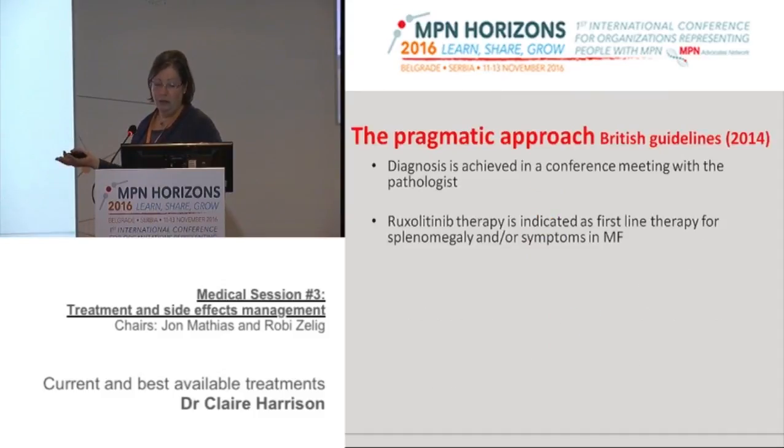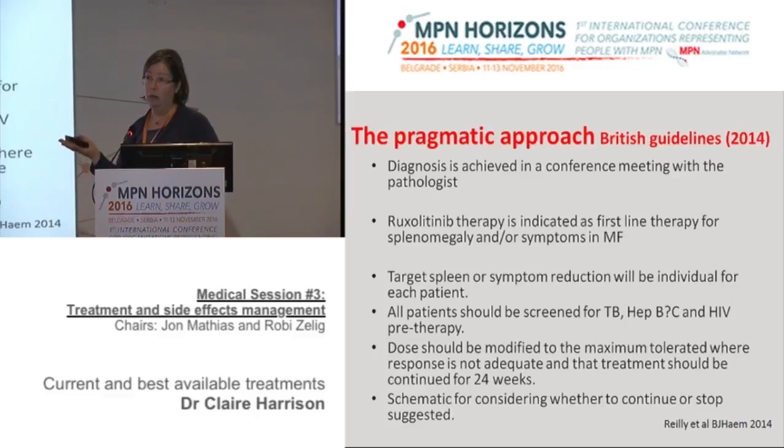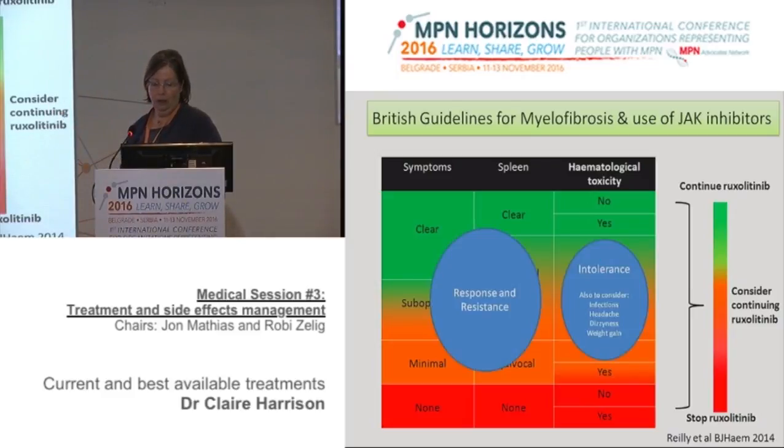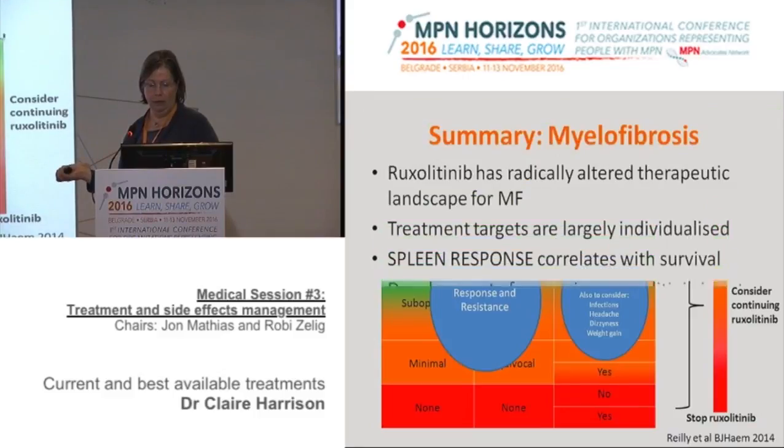With regard to how to use JAK inhibitors, the British guidelines are very pragmatic. There's this conference meeting to decide. We would say ruxolitinib is a first-line therapy for spleen or symptoms, but the target would be individual for the patient. There's a lot of lack of experience in use of JAK inhibitors and dosing, and we proposed a kind of traffic light system for when you should consider stopping. Resistance and intolerance are words that come up with regard to JAK inhibitors, and they are a little bit more difficult to handle than agents such as interferon and hydroxyurea. We have to think about infections and we have to think about weight gain.